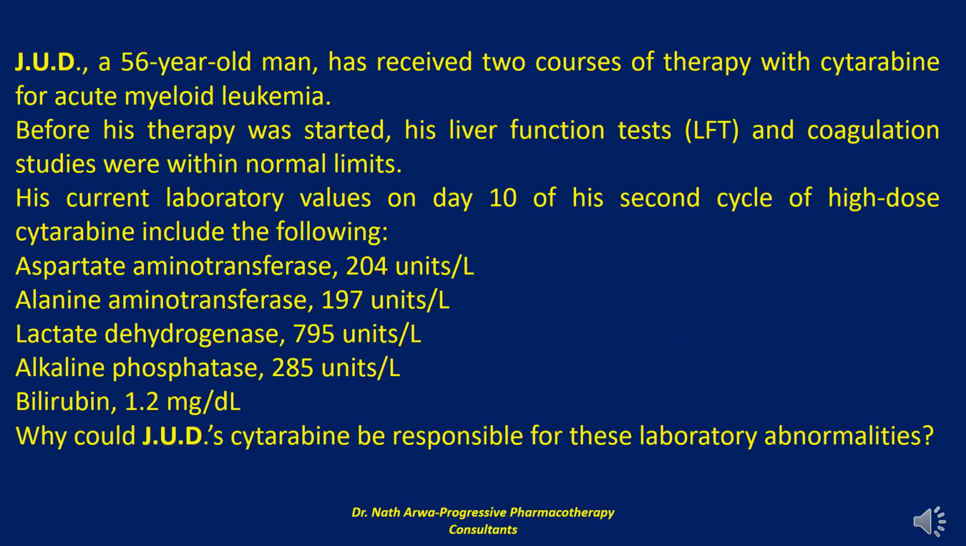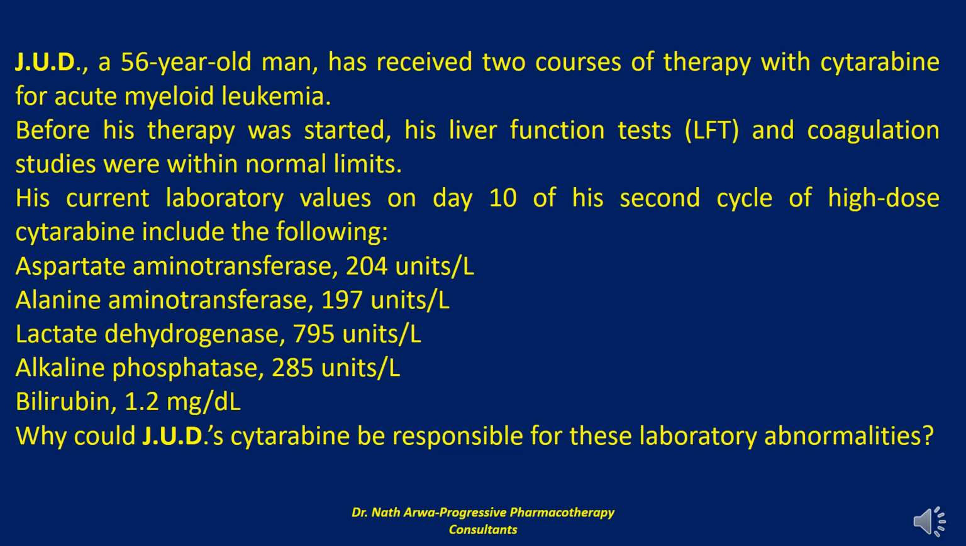The next case reads: JUD, a 56-year-old man, has received 2 courses of therapy with cytarabine for acute myeloid leukemia. Before his therapy was started, his liver function tests and coagulation studies were within normal limits. His current laboratory values on day 10 of his second cycle of high-dose cytarabine include the following.